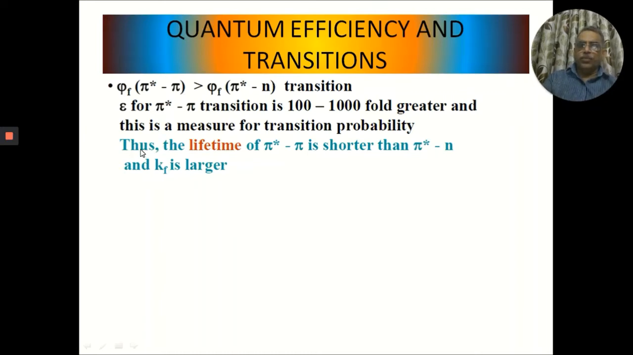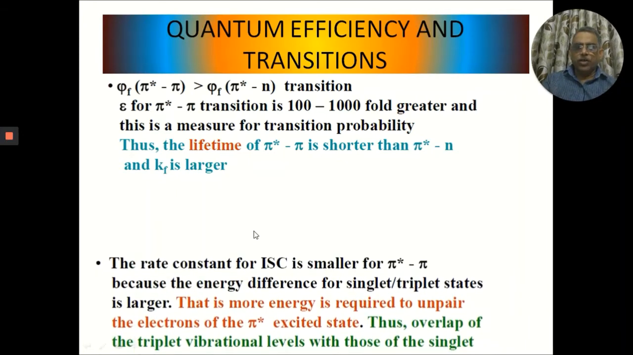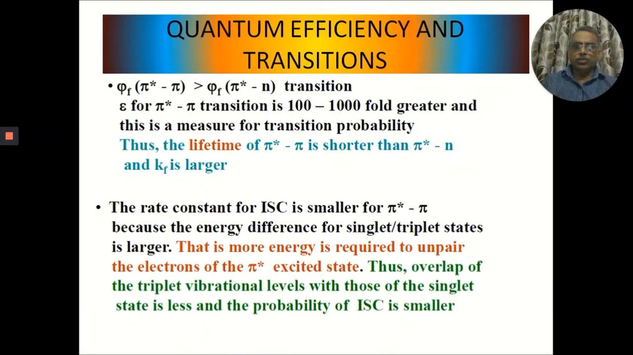Now, if you look at the lifetime of the pi to pi star, it is shorter than the n to pi star, and in turn, you can see the Kf, the radiative decay constant, the fluorescence decay constant, is larger for the pi to pi star orbital, which tells you that the quantum efficiency is higher for these electronic transitions. Now, if you look at the other deactivation, intersystem crossing from the singlet state to the triplet state, that is the formation of the triplet state from the singlet state, it is smaller for the case of the pi to pi star orbital, which is also contributing to the higher quantum efficiency of the pi to pi star transition.